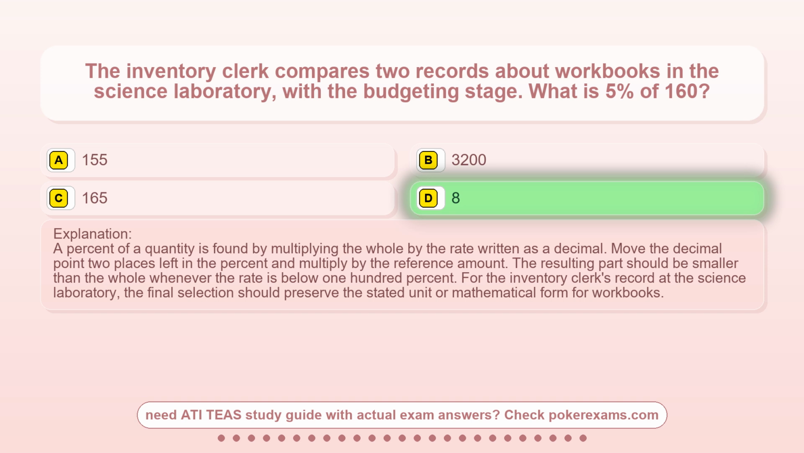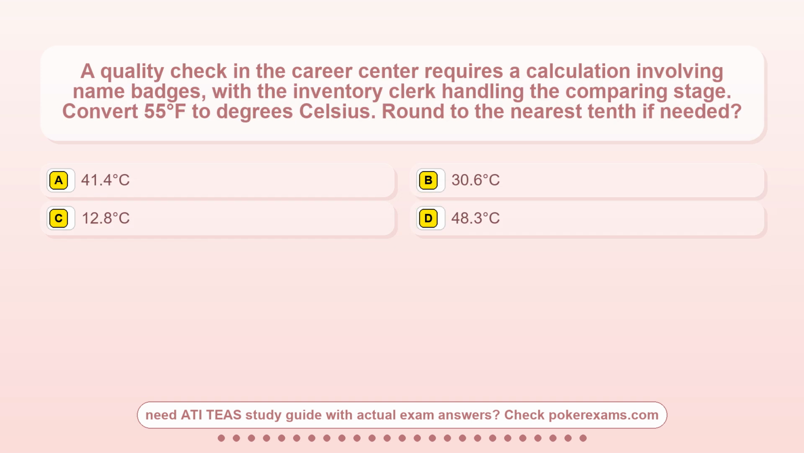for workbooks. Question 18. A quality check in the Career Center requires a calculation involving name badges, with the inventory clerk handling the comparing stage. Convert 55 degrees Fahrenheit to degrees Celsius. Round to the nearest tenth if needed.